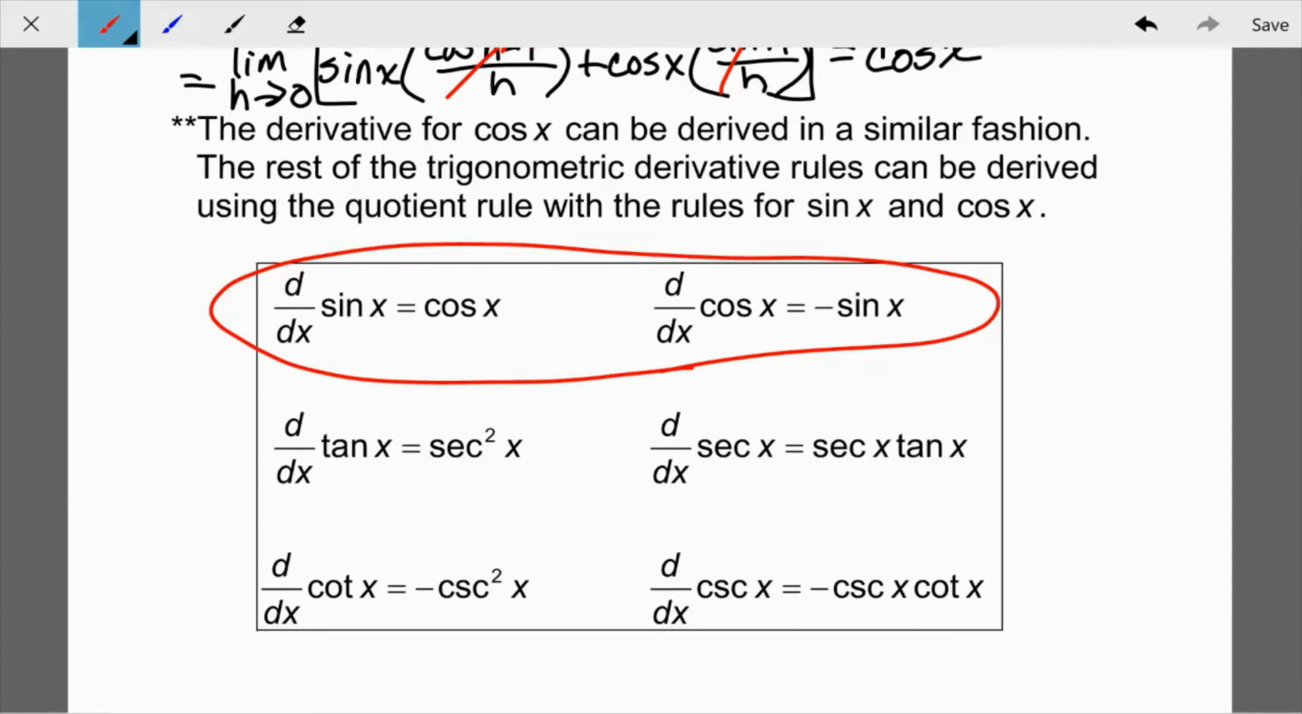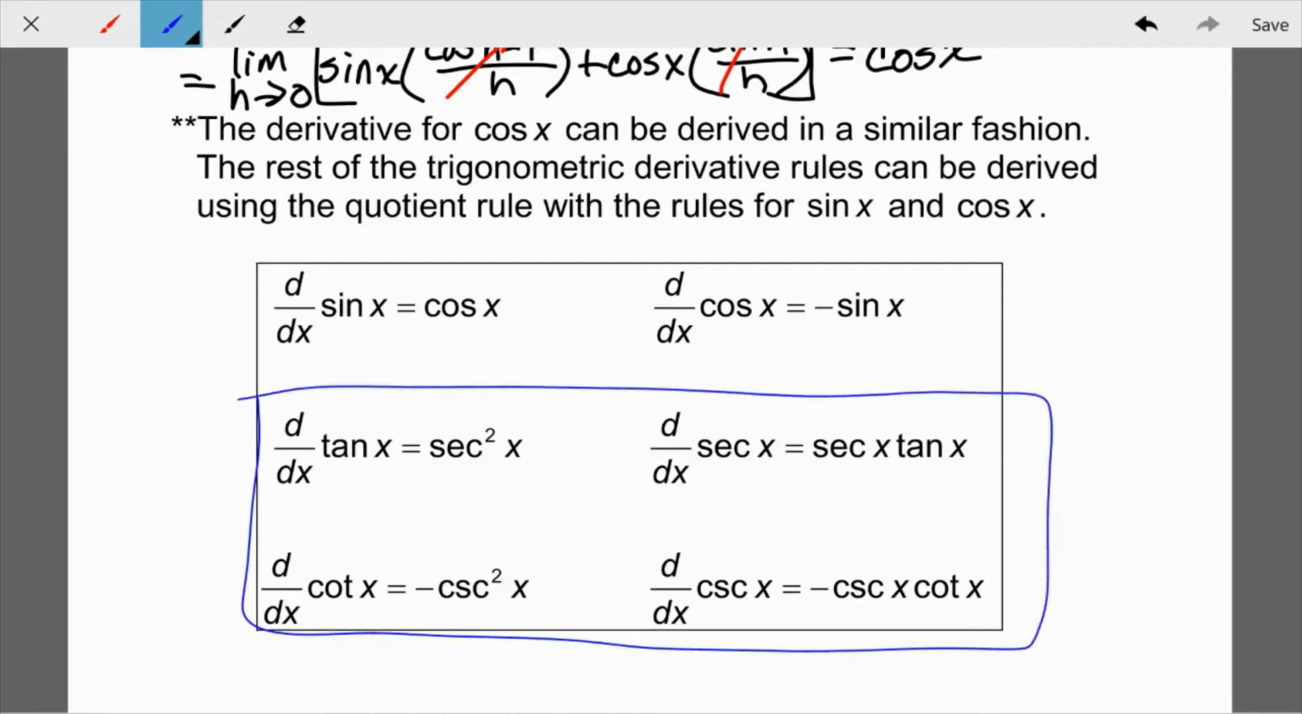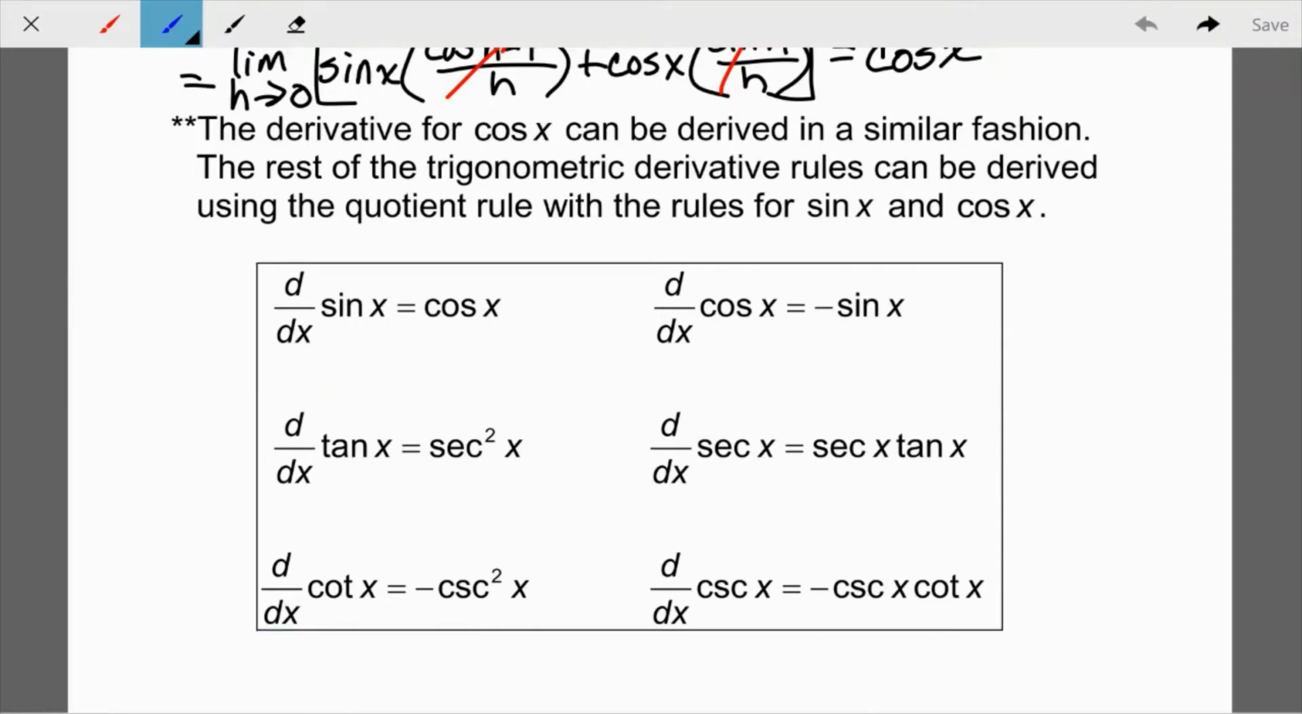The derivative of sine is cosine, the derivative of cosine is negative sine. If you know those two rules, the bottom four rules here can all be developed using those two rules. So for example, tangent is sine over cosine. So if I know that, I could use the quotient rule, and then I could show that the derivative of tangent is secant squared, or the derivative of secant x is secant x tangent x, and so on. So in the end, we've got 6 derivative rules that you need to memorize.